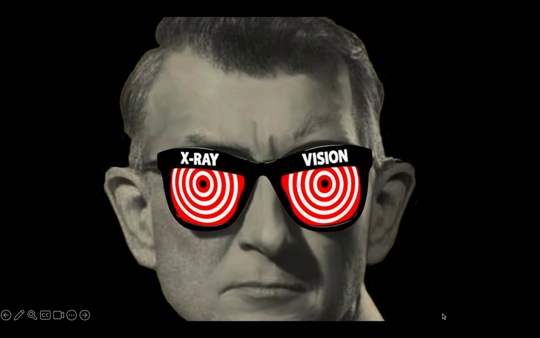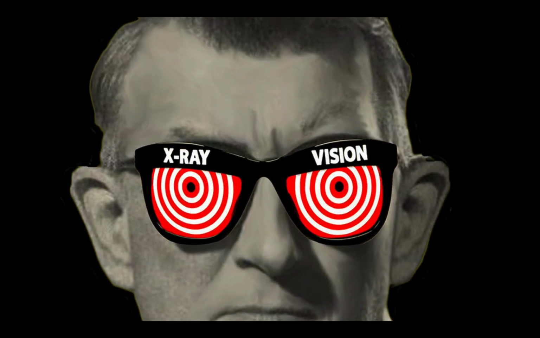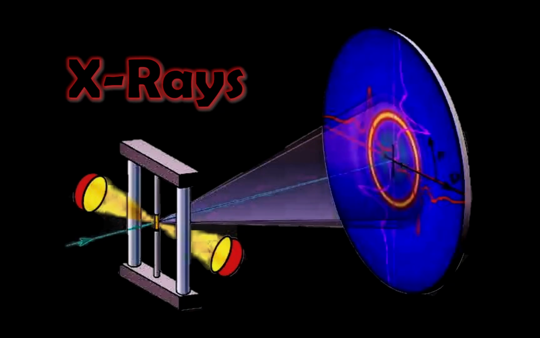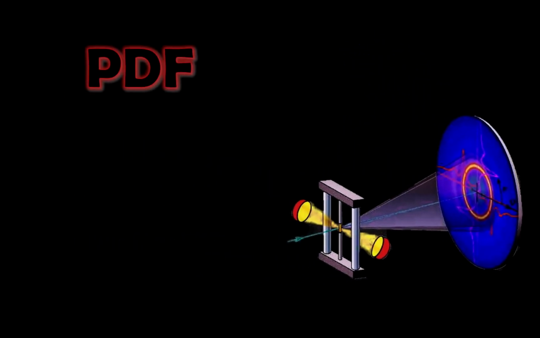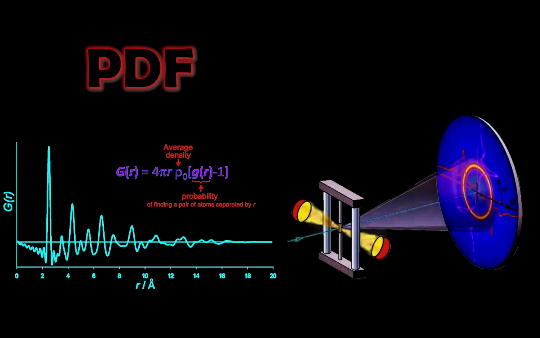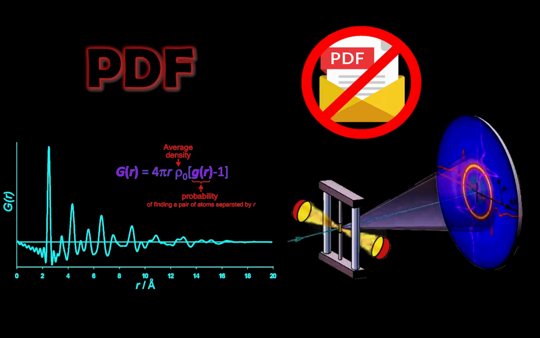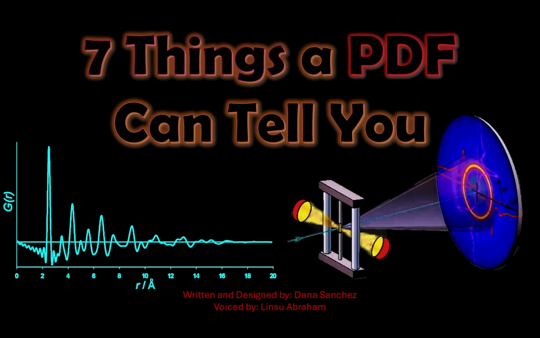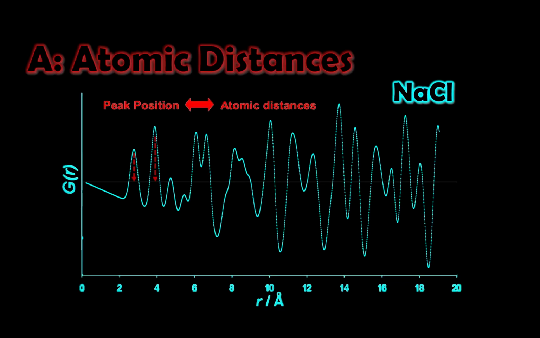Did you know that scientists use X-ray vision? I don't mean the type that Superman uses. I'm talking about the X-rays we shoot at different materials to see how they're structured. When you shoot some X-rays at a material, PDF does a bunch of math to give you a pretty graph like this. No, not the document file type. I mean paired distribution function. Here are 7 things a PDF pattern can tell you.